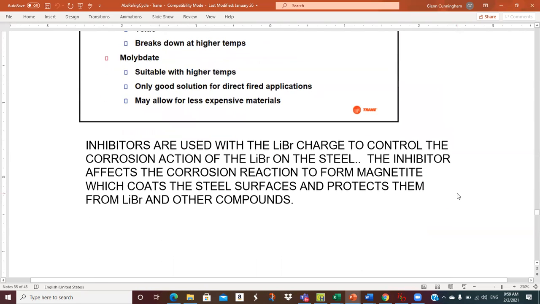Inhibitors are used with lithium bromide charge to control the corrosion action of lithium bromide on steel. The inhibitor affects the corrosion reaction to form magnetite, which I know is Fe3O4, because I've run into magnetite in power plants and that sort of thing. It coats the steel surfaces and protects them from lithium bromide and other compounds.